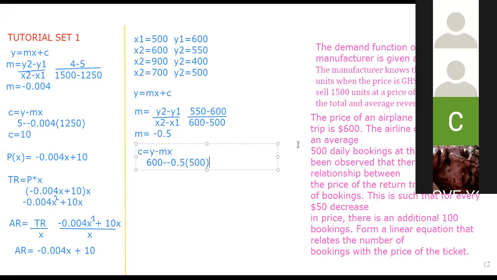If I was solving this question for examination purposes, I'll have to show workings like I have done. But if I am solving this question, I won't even do my workings. I'll just look at the relationship with the numbers and I'll determine my M.